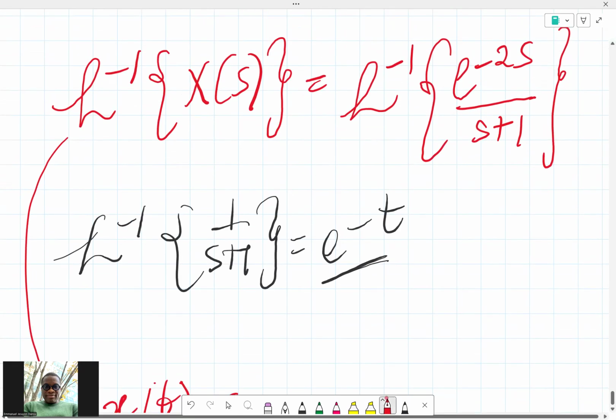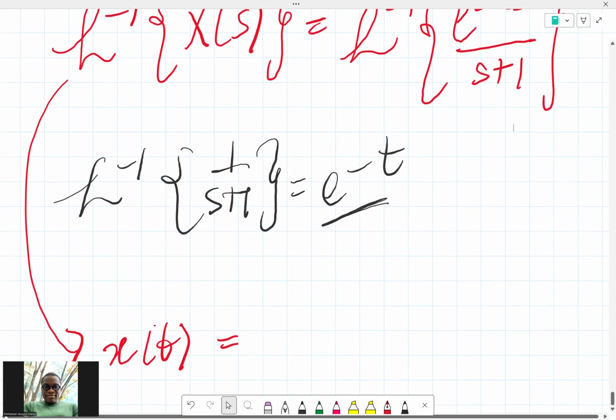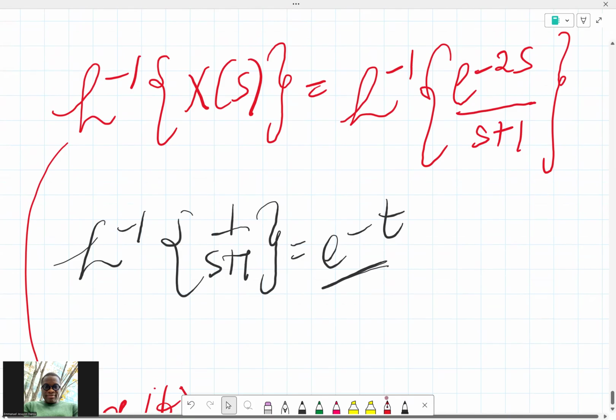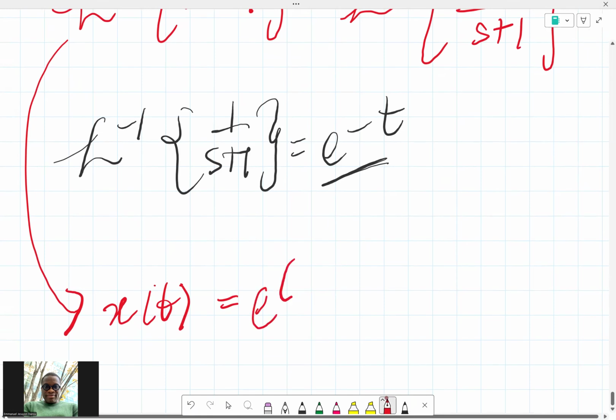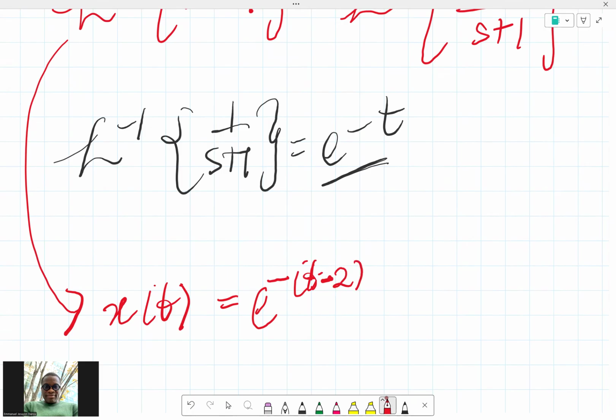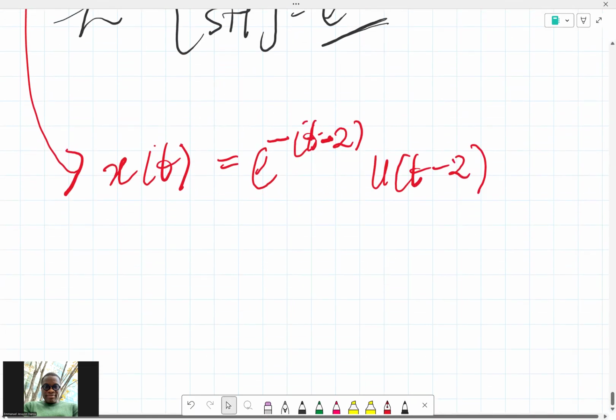because of this one being together here now, instead of s plus 1 we have this 2, which tells us we have a shift of 2 in the time domain. So instead of e raised to power minus t, we now have a shift of 2, so that we have e raised to power minus t minus 2, times u of t minus 2, basically. That's the result now.